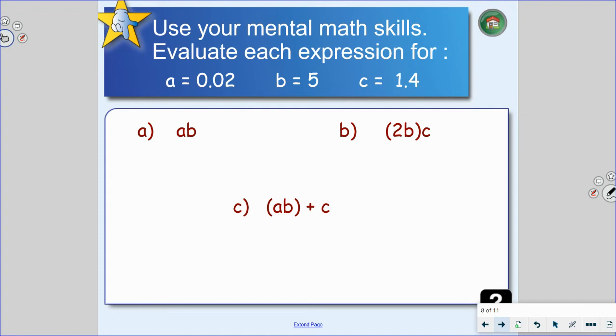Let's go ahead and crank it up a notch with some algebra. Here, we're going to use mental math skills to evaluate each expression. Now, please note that when I substitute in 2 hundredths for A and 5 wholes for B, a reminder, please, if you don't see an operation in the middle, there still is an operation, and it is multiply. Now, here's what I mean by mental math skills.